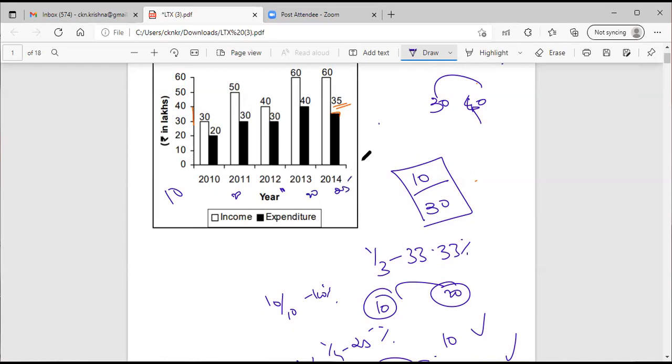60 and 35, that is 25. You can see 25 is the highest, the next highest is going to be 20. So మన దగ్గర ఆన్సర్ 2014 అయి ఉండాలి.